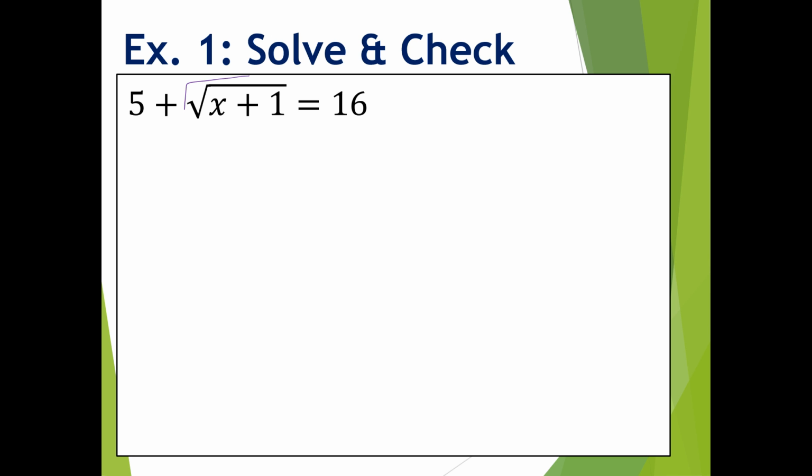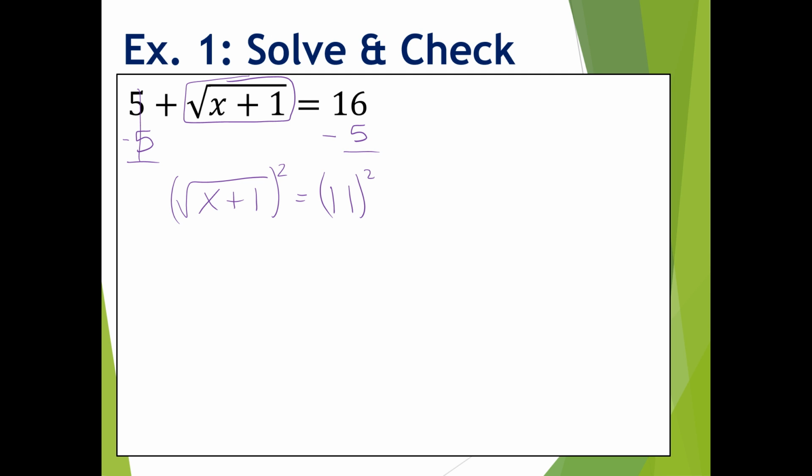So here's our radical term. We want to get that radical term alone. So we're going to subtract 5 from both sides. Okay? So then we're going to get the square root of x plus 1 equals 16 minus 5, which is 11. Then we're going to square both sides. Now, the whole point of squaring both sides here is to get rid of this radical.